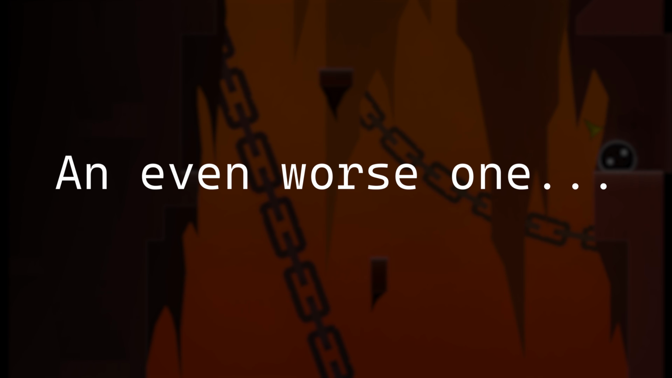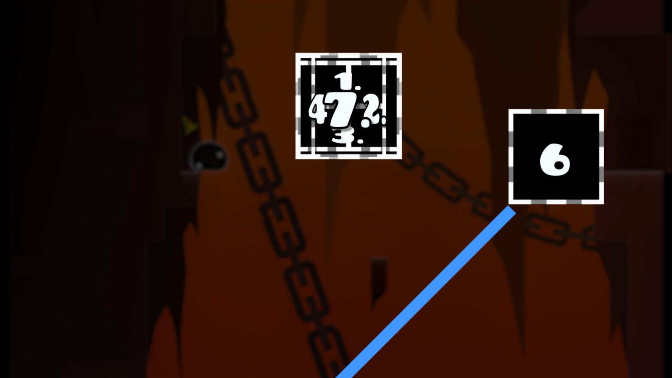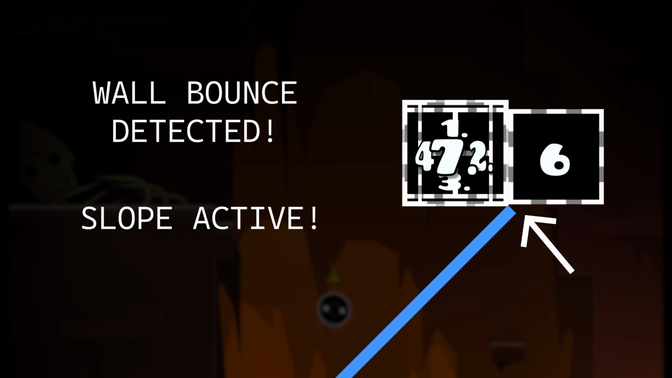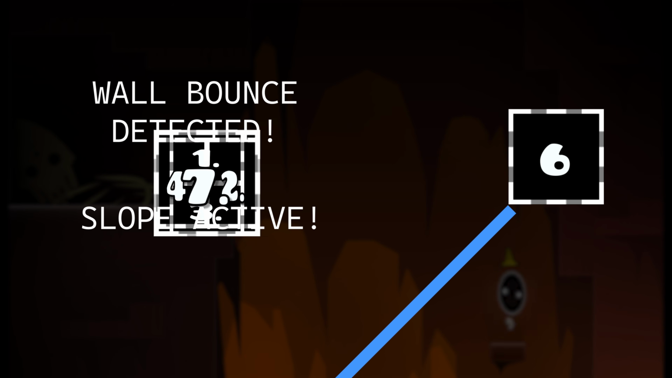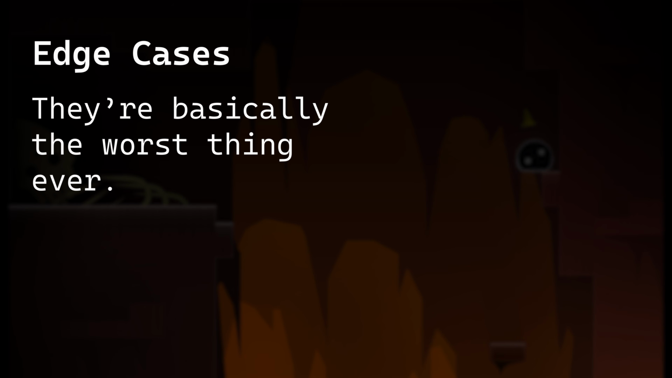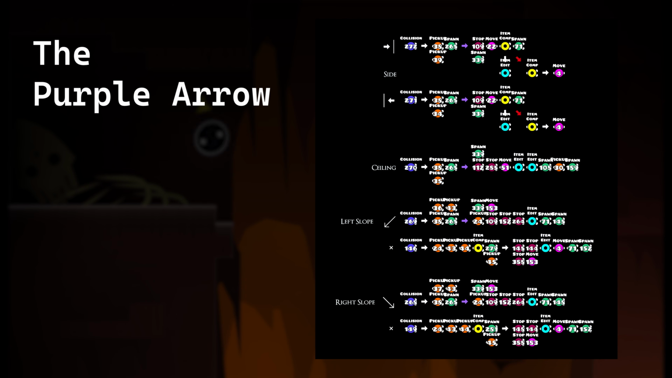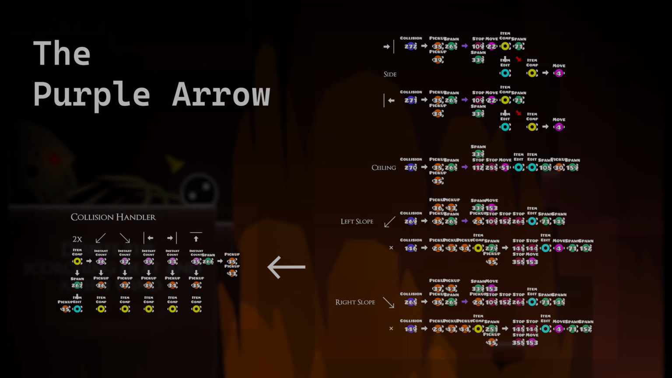Here's the hardest one and the reason for the purple arrow, which I'll get to in a moment. You jump and you collide exactly on the intersection of a wall and a slope, triggering both hitbox events in the same frame. I'll tell you right now, it's not pretty. Handling these edge cases is extremely annoying because they're impossible to think of until they happen to you while testing. The purple arrow, which is present on every common hitbox event in the game, points to the hitbox handler, which I think is one of my greatest pieces of code that I've ever made.